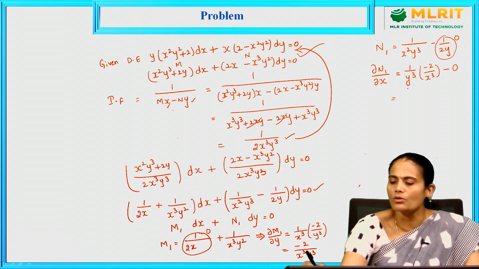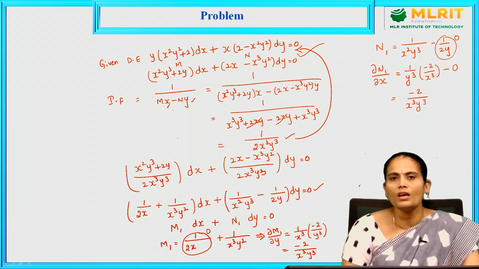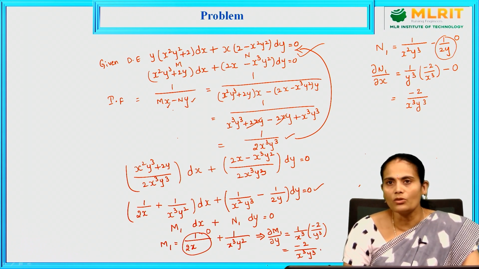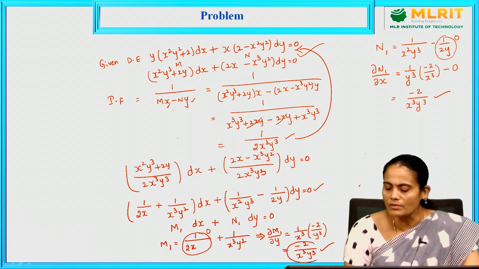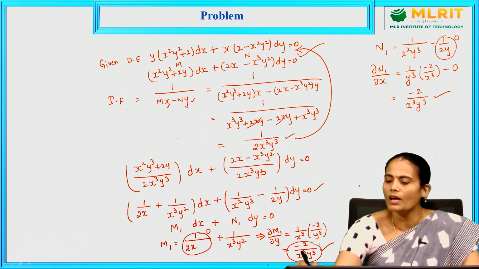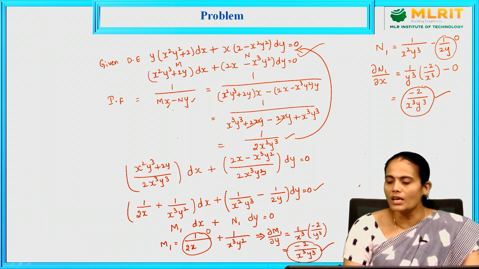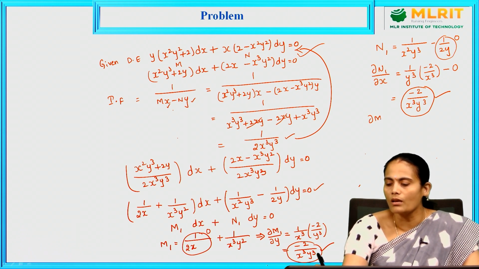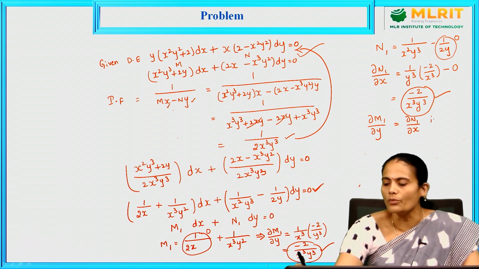Derivative value is 0. So now this value is minus 2 by x cube y cube. Now verify the two partial derivative values here, that is ∂M1/∂y and ∂N1/∂x. Here the ∂M1/∂y value is minus 2 by x cube y cube and the ∂N1/∂x value is minus 2 by x cube y cube. Now these two values are equal. So ∂M1/∂y is equal to ∂N1/∂x. So now this differential equation is exact.